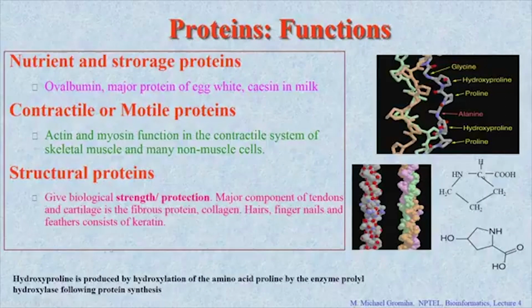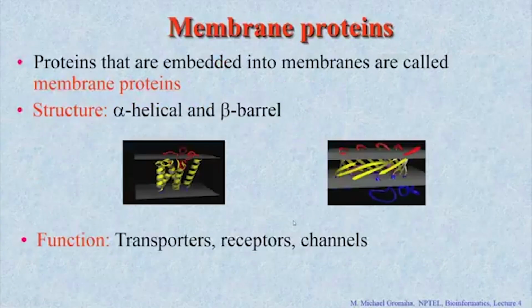For example, you can find this in hairs and fingernails, and the feathers. These proteins have a specific combination of amino acid residues, like hydroxyproline, glycine and proline. About one third of these proteins is glycine, hydroxyproline and proline. This gives the elongated shape to structural proteins like collagen, keratin and so on.